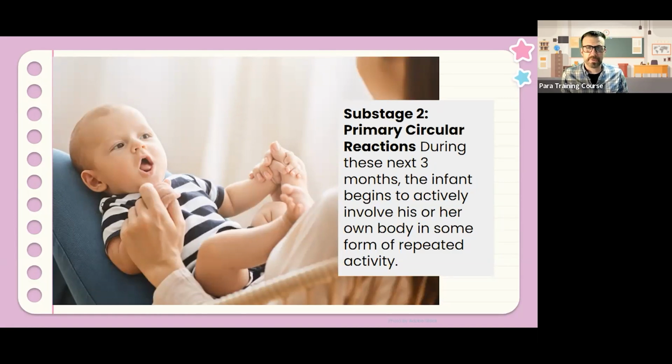Sub-stage 2 is called primary circular reactions. During the next 3 months, the infant begins to actively involve his or her own body in some sort of repeated activity. We've probably all seen this kind of thing where a young person will repeat a certain hand motion several times. This is in some ways like cooing, where a baby will repeat a syllable several times, like ga, ga, ga, ga, ga. But we'll come back to that later.